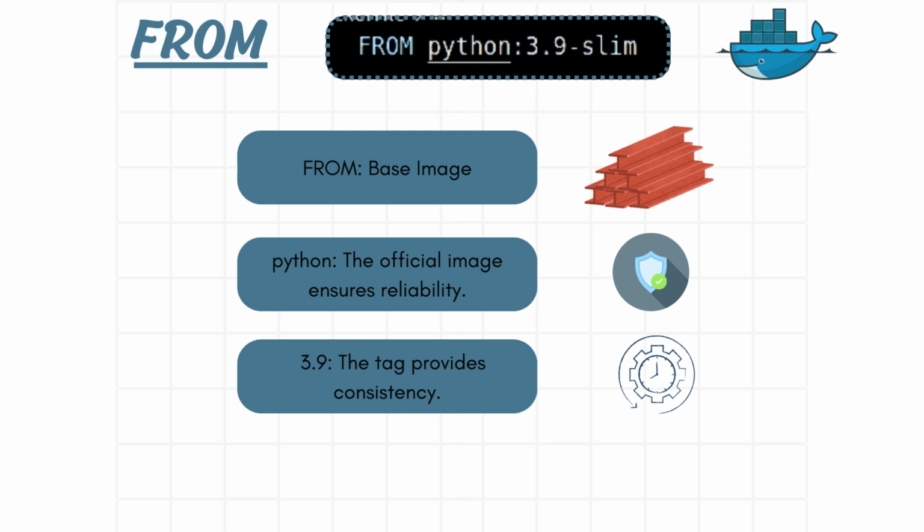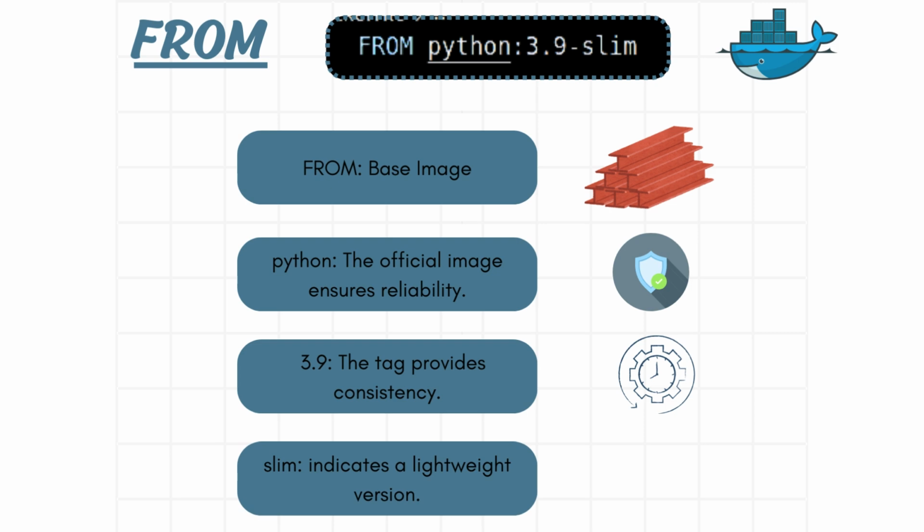from version discrepancies. The term slim indicates that we are using a lightweight version of the Python 3.9 image. This variant includes only the minimal packages needed to run Python, excluding unnecessary components. Why is this beneficial? Because it results in a smaller image size, which means faster downloads, reduced storage usage, and quicker deployments. By using FROM python:3.9-slim, we are building our container on a solid, efficient, and reliable foundation.